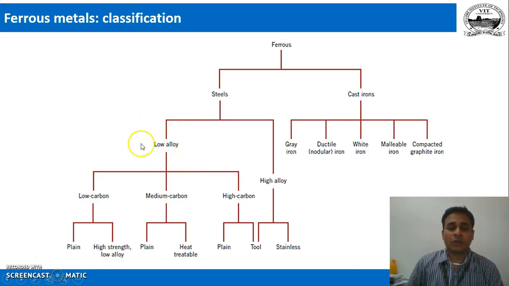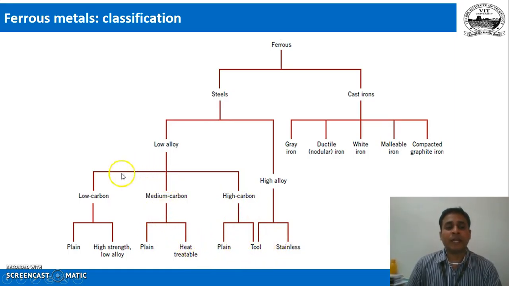Within these steels, you have low carbon, medium carbon, and high carbon steels. In low carbon steels, you have plain carbon steels. You have high strength low alloy steels. These are the ones you actually call micro alloyed steels. High strength low alloy steel or micro alloyed steels. Similarly, in medium carbon you have plain carbon or heat treatable steels. Or again in high carbon you have plain carbon or tool steels.